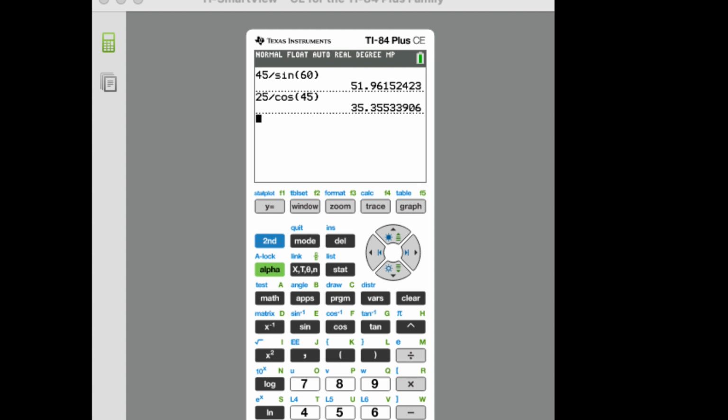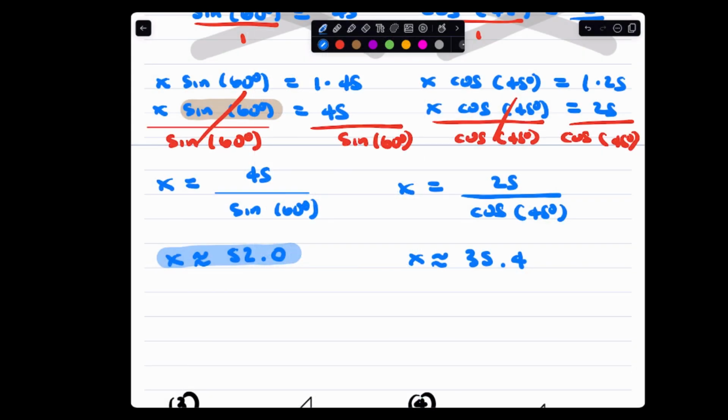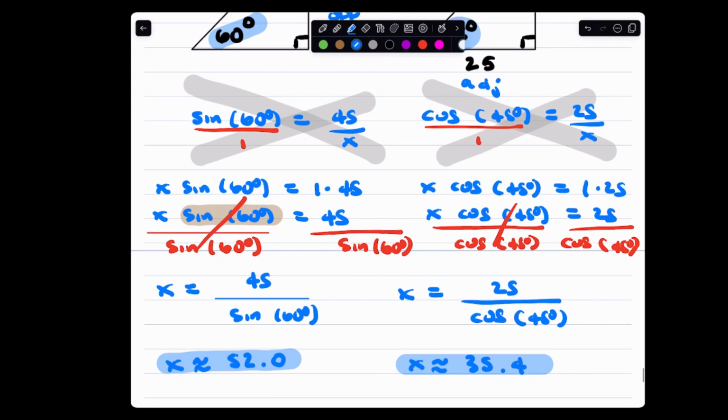For the first one, I'm going to write down what you should have. What about the second one? You got 35 point 4. Okay. So the first one should be 52, and you could put 52.0. And the second one should be 35.4. So by a show of hands, how many people got these answers correct? Good, outstanding. If you didn't, you want to check to see where you made a mistake. All righty, good job.